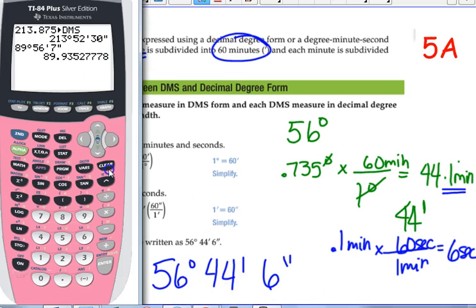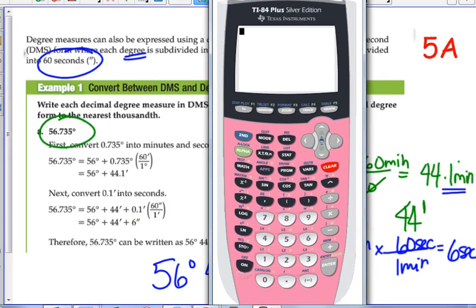Why would you call them minutes? Why would you give them a different name? I don't have that answer. All right, so we're going to put 56.735.